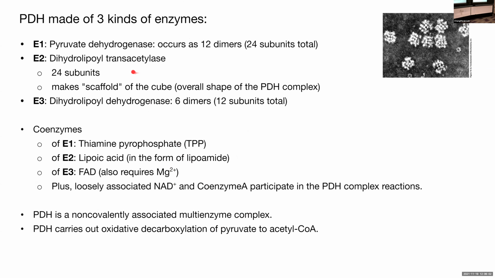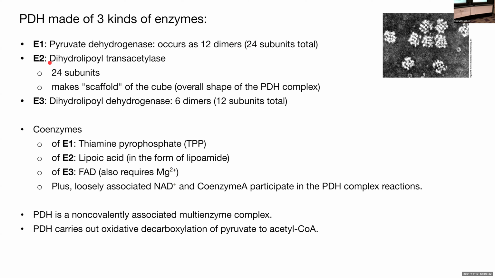So let's take a look at the PDH structure more closely here. So it has 3 kinds of enzymes, and it looks like this kind of spiky blob, basically. So this PDH complex contains here E1, E2, and E3. Those are the three different kinds of enzymes. E1 is the pyruvate dehydrogenase, and it has 12 dimers. 12 dimers, so that means 24 subunits in total.